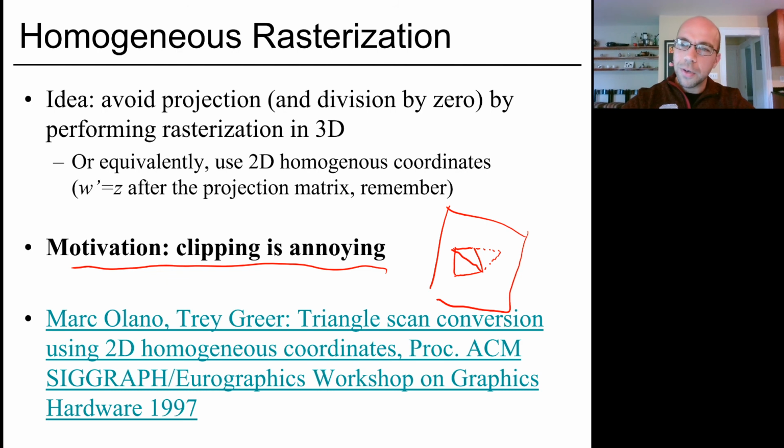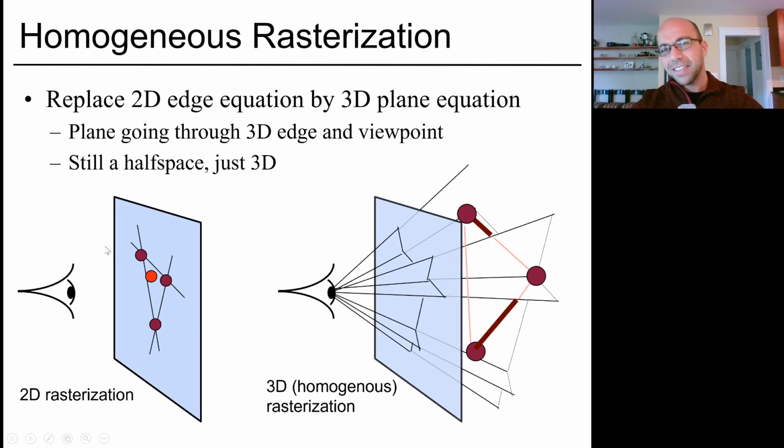So I would actually have to send 2 triangles to my GPU. And as you can imagine, there are all kinds of special cases that you have to implement here. So because clipping is annoying, in homogeneous rasterization, we avoid it by doing a different trick, which is to do 3D computation instead.